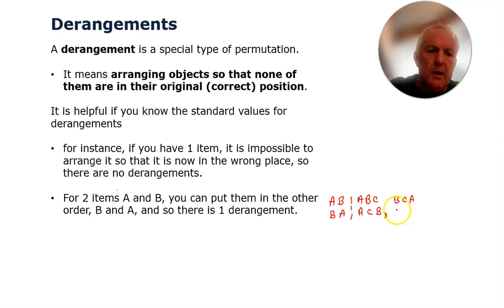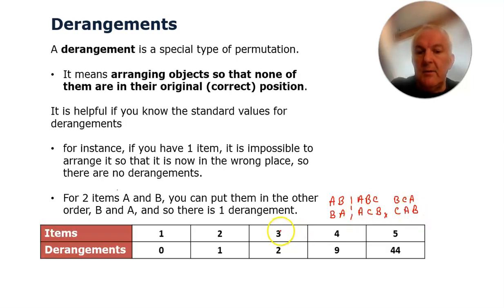What else would there be? Well, I could have C there, A there, and B there. That would be a derangement. And you quickly start wondering, how many might there be of this? It turns out, when you have 3 things, there are only 2 derangements. It is helpful if you know these derangement lists, the standard ones, off by heart. So for instance, knowing that 4 items can be deranged 9 times, or 5 is 44. You're not expected to learn all these, but it's helpful if you know a few of them.